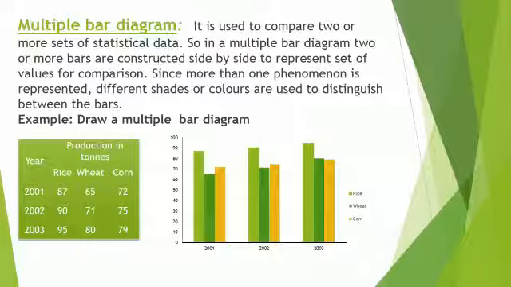It's the simplest one. The x-axis represents the year and the y-axis represents the frequencies. So for 2001 we have a separate bar for rice, a separate bar for wheat, and a separate bar for corn, but they are side by side bars. And for 2002, 2003, we can use different colors for easy understanding. It is very useful for the comparison of data.